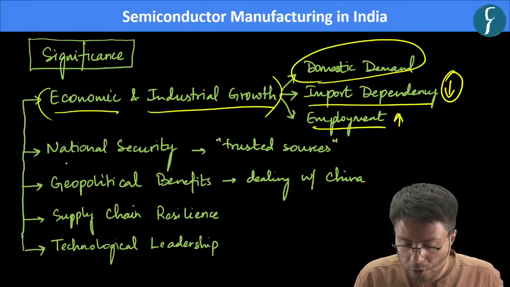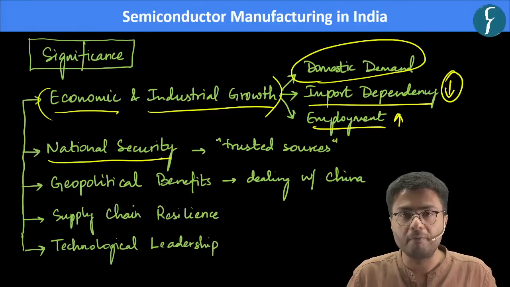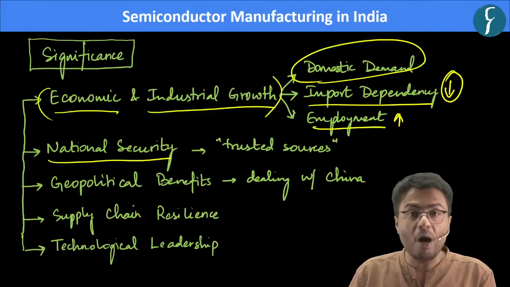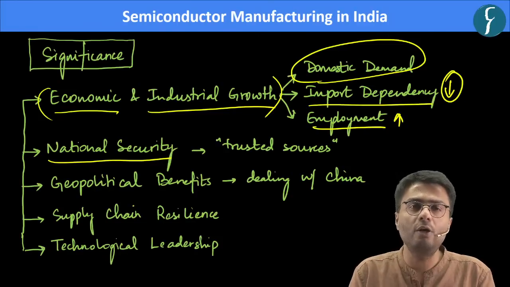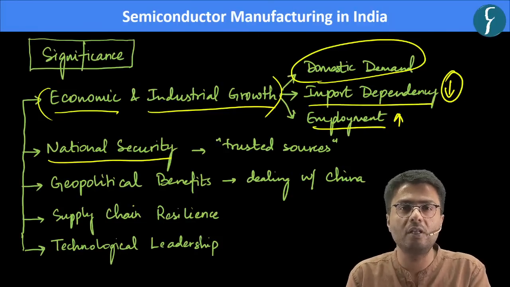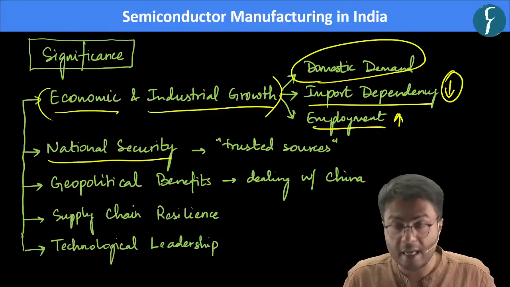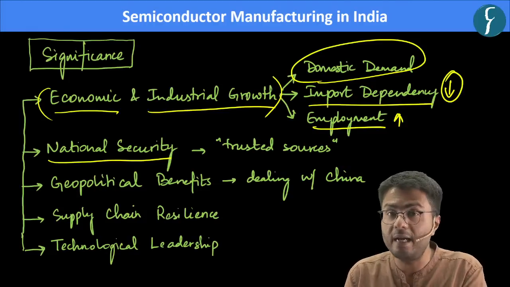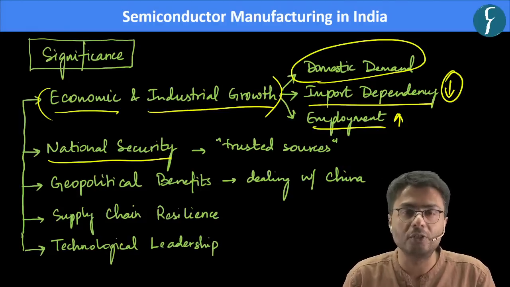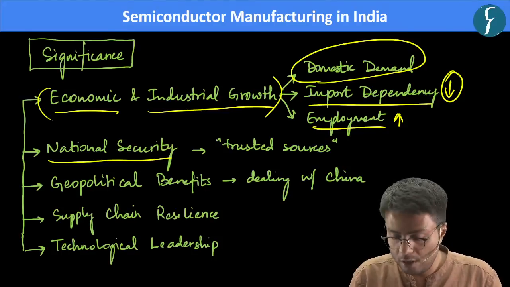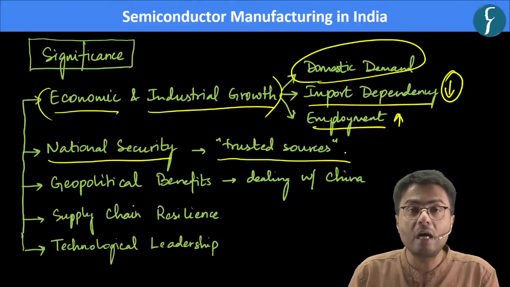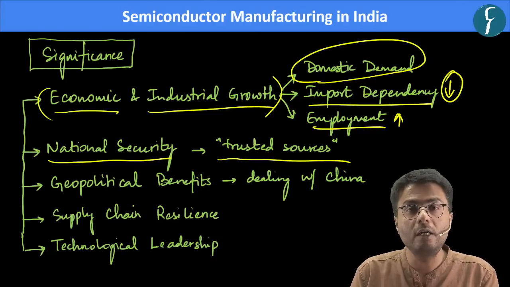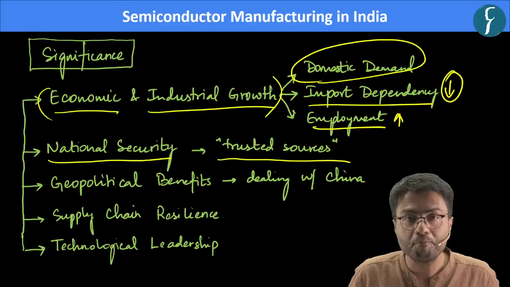Additionally, there is also a requirement of national security, because key sectors such as telecommunication, power as well as defense depend on different kinds of semiconductors for their day-to-day requirements. Hence, the government wants to protect these sectors from external state as well as non-state actors. Therefore, to source semiconductors from trusted sources, we need to develop a domestic manufacturing capacity.